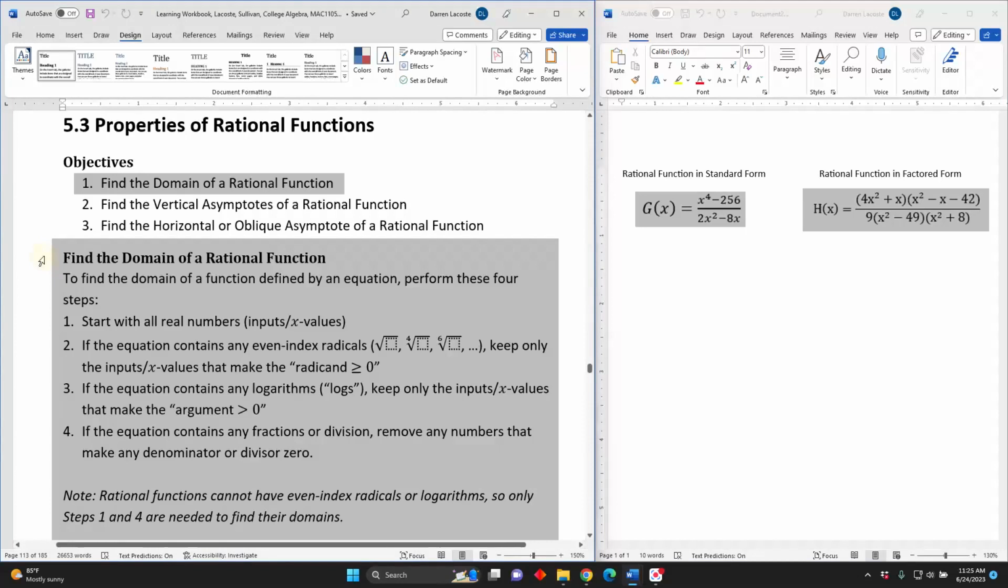Now, how do we find the domain of a rational function? We follow these four steps. To find the domain of a function defined by an equation, perform these four steps. Step 1, start with all real numbers.